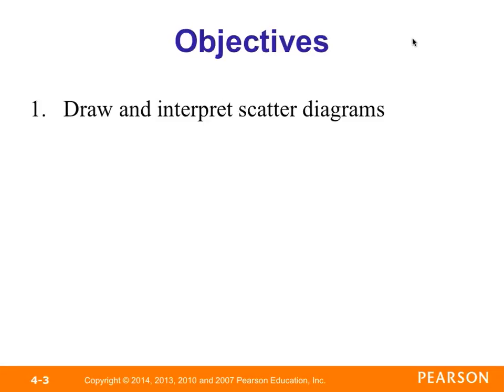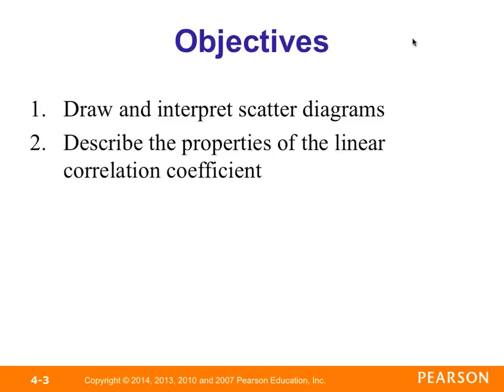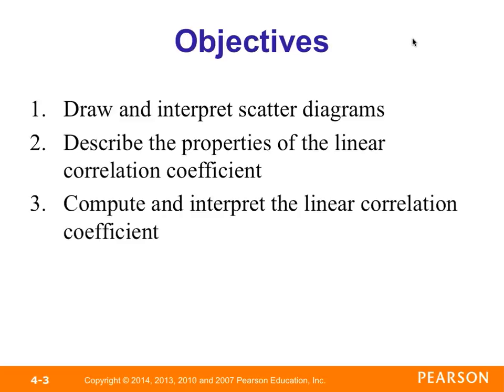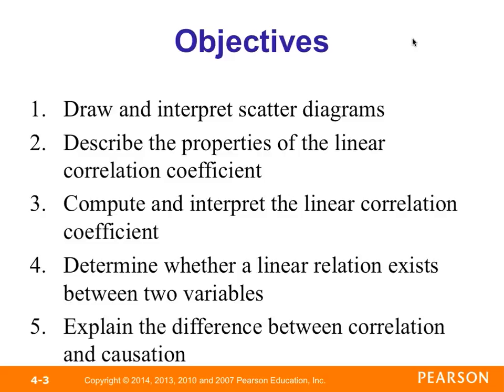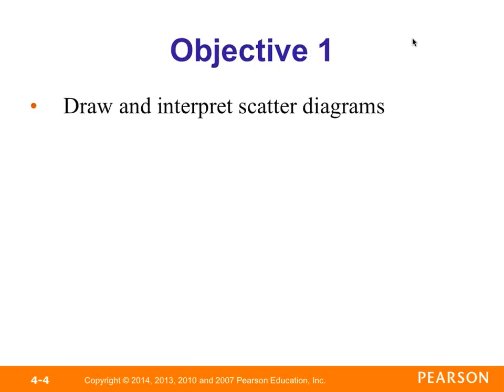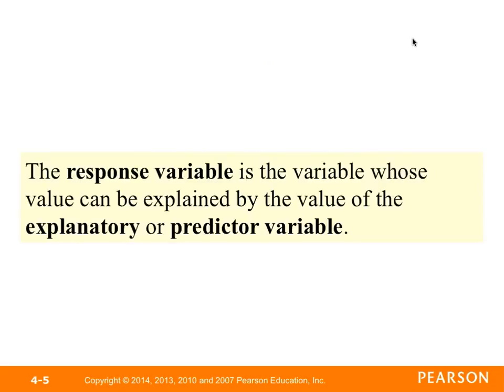So the objectives in this section are to be able to draw and interpret a scatter diagram, to describe the properties of the linear correlation coefficient, compute and interpret the linear correlation coefficient, determine whether a linear relation exists between two variables, and then explain the difference between correlation and causation. So the first objective is to actually be able to draw and interpret a scatter diagram.